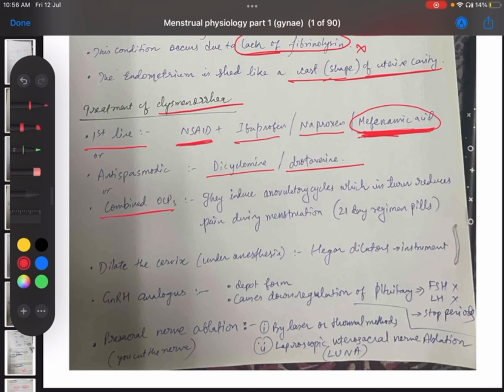Combined OCPs, they induce anovulatory cycles. Now, using the combined OCPs, what happens? Basically, irregular periods take place, but also remember one thing. Combined OCPs induce anovulatory cycles. Now, what are the consequences of an anovulatory cycle? Rupture of the follicle won't take place. That means two things will happen. First of all, blood won't get into the pouch of Douglas.